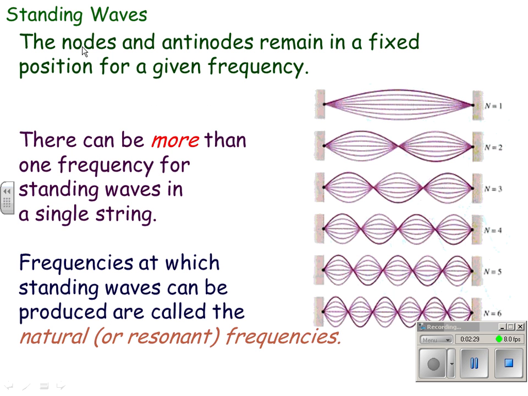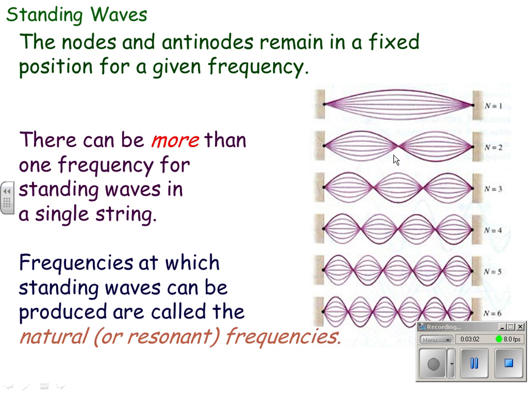We talked about standing waves on Monday, and we talked about how we have nodes and antinodes, and this is a lot like the Wiggler Lab, which we did last Thursday. There can be more than one frequency for standing waves in a single string. Some of y'all saw that when you did the Wiggler Lab, but we talked about how this is one antinode, and so this is our fundamental frequency or our first harmonic. There were two antinodes here, so this was our second harmonic. Three antinodes, so third harmonic.